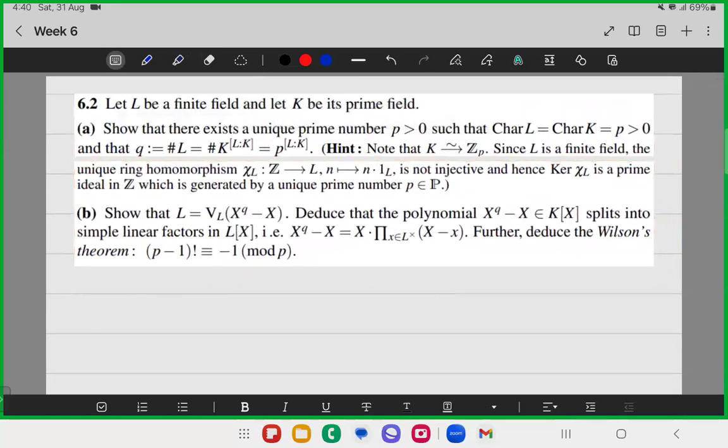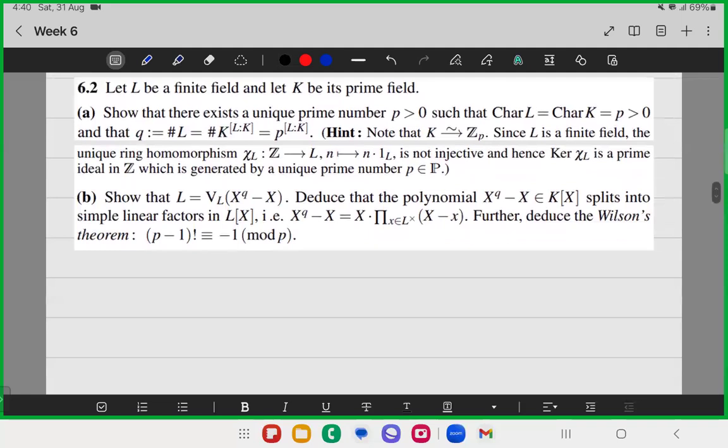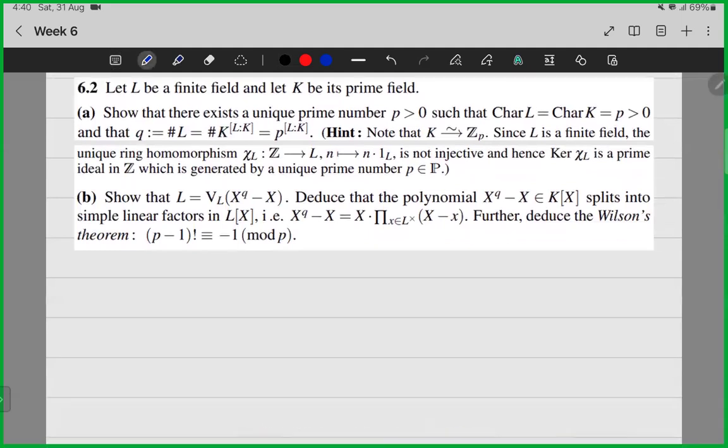Okay, in part 6.2 it is asking: there exists a prime number P such that the characteristic of L and the characteristic of K are the same, equal to P, and Q will be a power of P, where Q is the order of L. How will we do this?